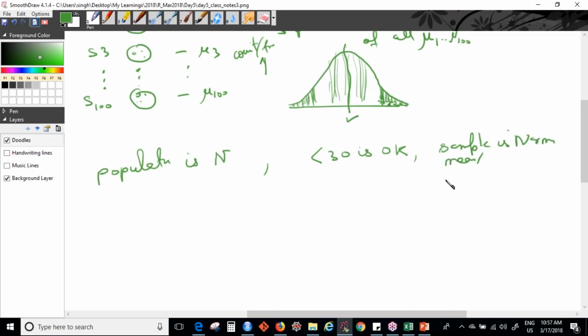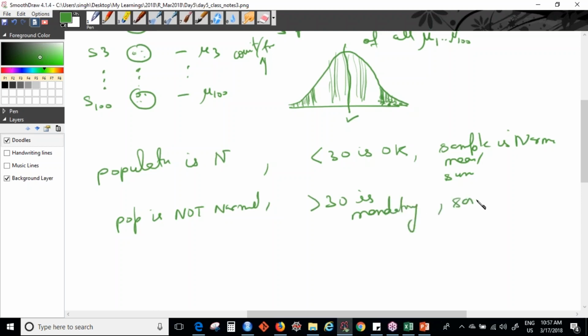Sample mean or sample sum is normal. But if your population is not normal, then greater than 30 is mandatory. Only then your sample sum and mean is normal. So this rule applies only if your population is not normal.